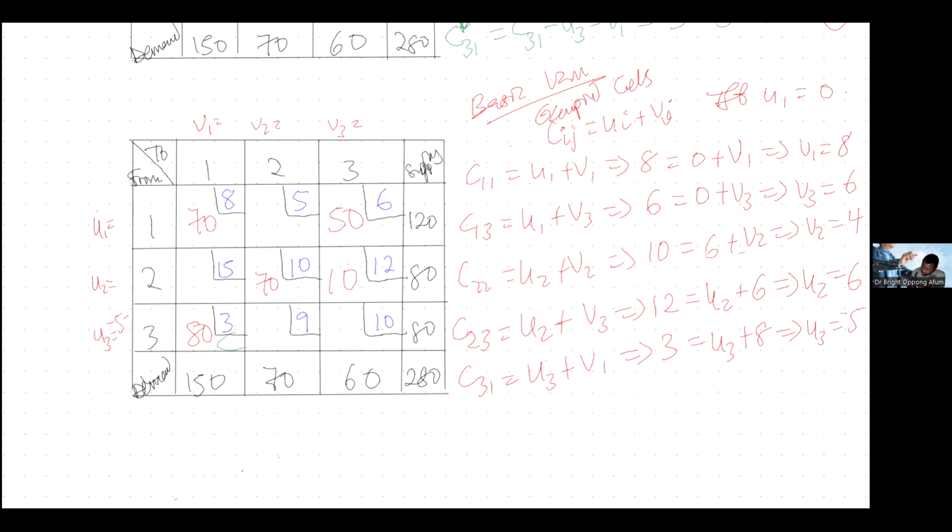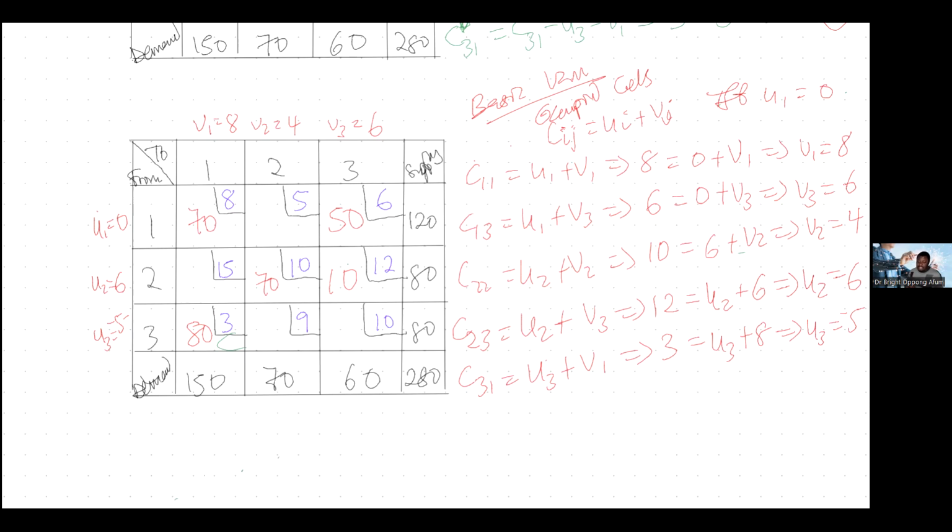U3 is negative 5, U1 is 0, U2 is 6, V1 is 8, V2 is 4, and V3 is 6. All right, so now we have determined our Uis and the Vjs.